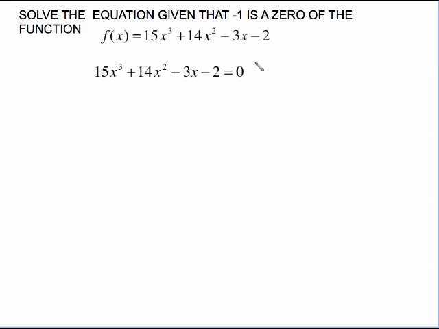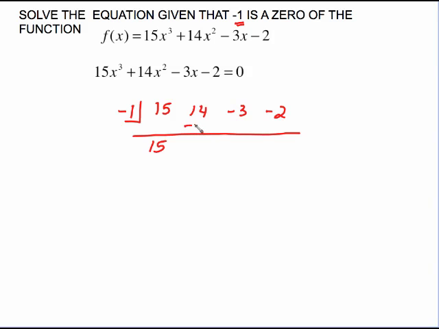Same set of directions. This time we have negative 1 being a 0, so let's do negative 1 with 15, 14, negative 3, and negative 2, and then start our synthetic. Notice I'm not changing that sign. Whatever number I'm given goes in the box. There is no sign change with that.